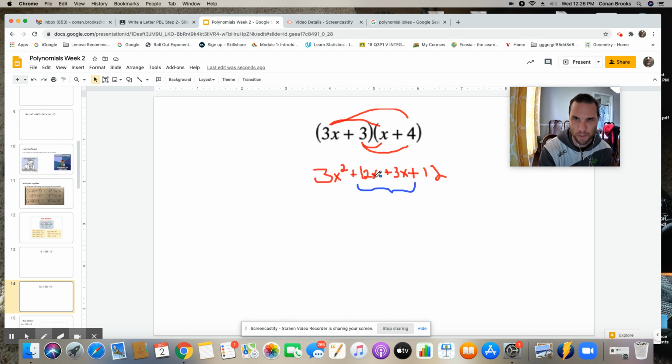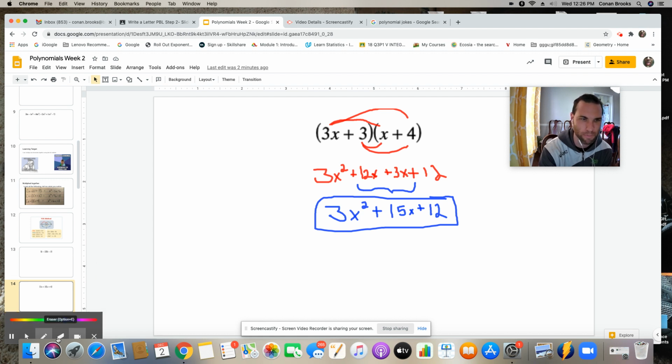Okay. Middle terms is x and x. That's good. And we have 3x squared. 12x plus 3x is 15x. And the last part is 12. And that is our product, the answer to multiplication.